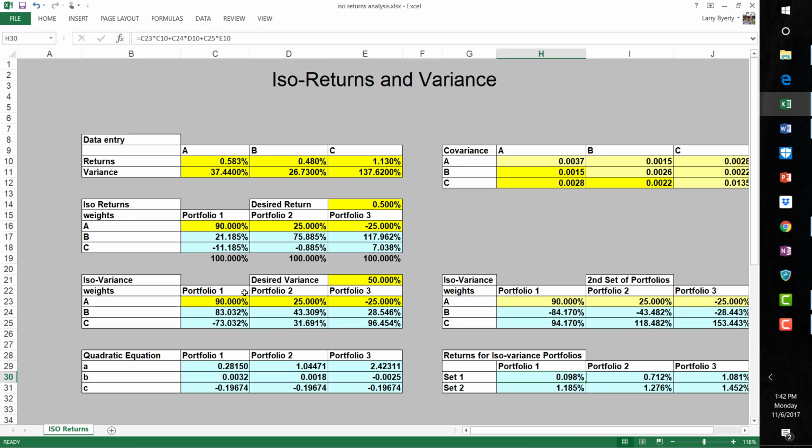So portfolio 1, right, with 90% in A, 21% in B, and 11% in C, that would give us a rate of return of roughly 0.098%. The returns for these iso-variance portfolios in this portfolio would be 1.185%. Portfolio 2 also has what? It has two different sets of weights that provide different returns for those iso-variance portfolios. Again, this is an exercise in trying to visualize and understand how the efficient set evolves as we go from a two-asset portfolio to a multi-asset portfolio.